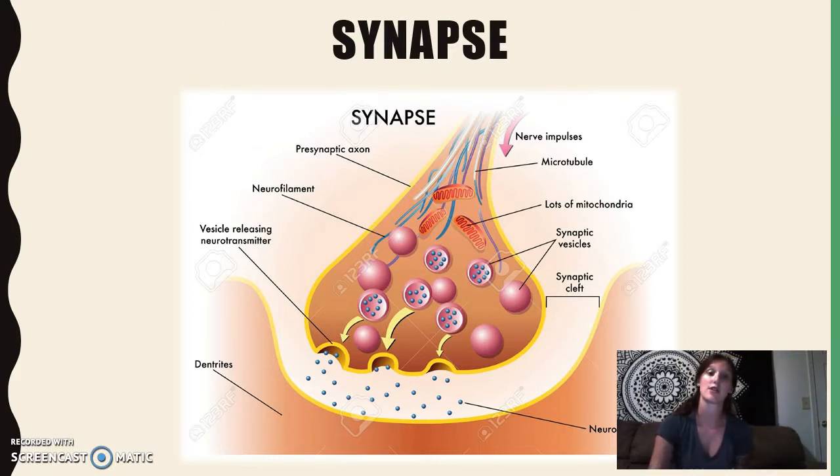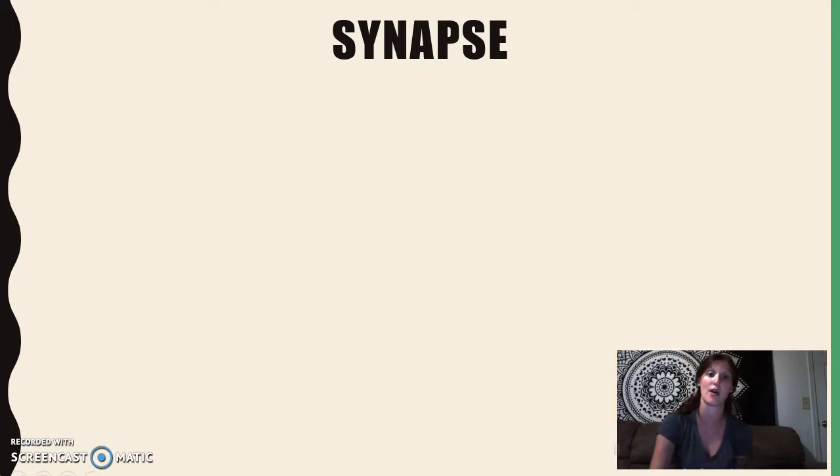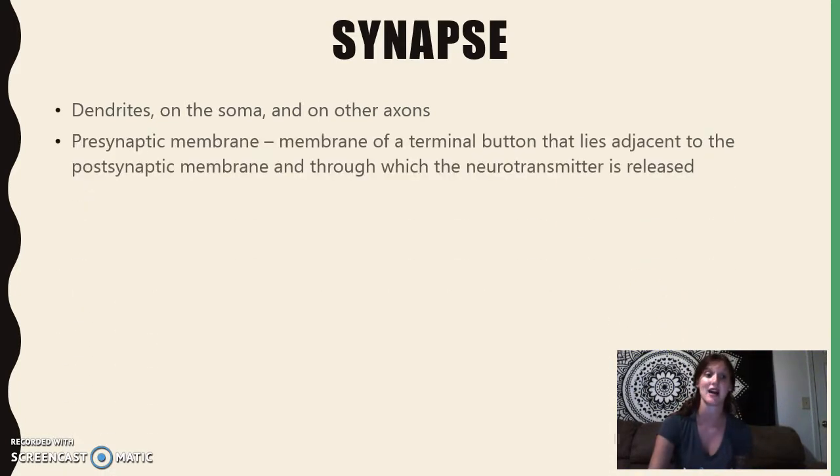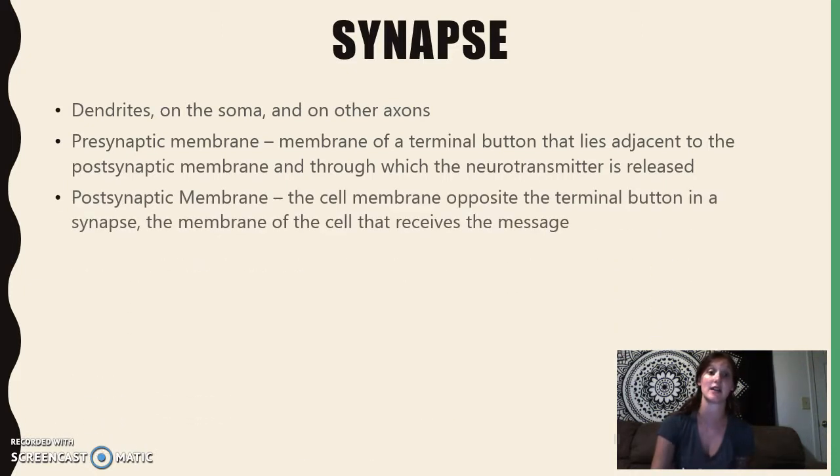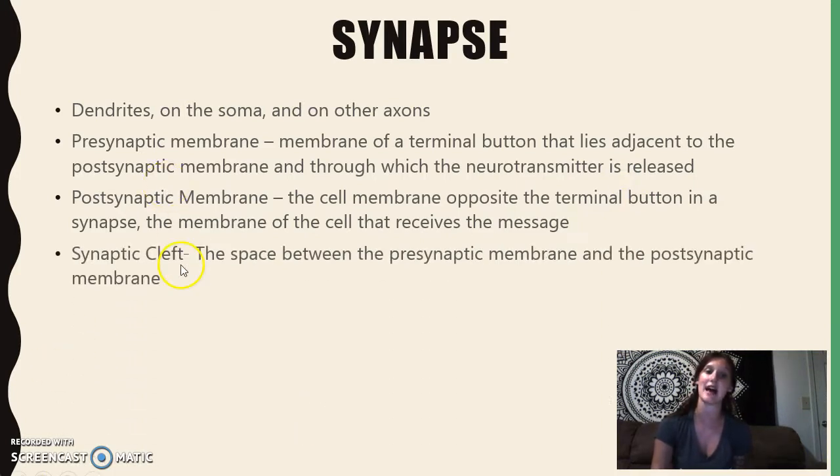Going on, here we have the neurofilaments, the vesicles, which are just little filaments inside the binding site here. And going on, there are three types of sites for synapses: on the dendrites, on the soma, and on other axons. The presynaptic membrane is the membrane of a terminal button that lies adjacent to the postsynaptic membrane and through which the neurotransmitter is released. Postsynaptic membrane is the cell membrane opposite of the terminal button in a synapse, the membrane of the cell that receives the message. And then the synaptic cleft is the space between the presynaptic membrane and the postsynaptic.